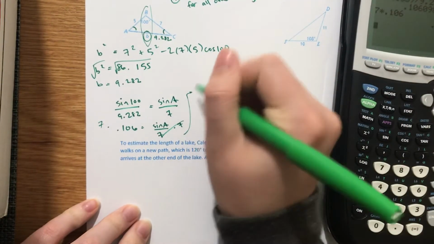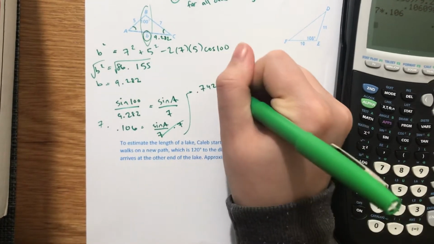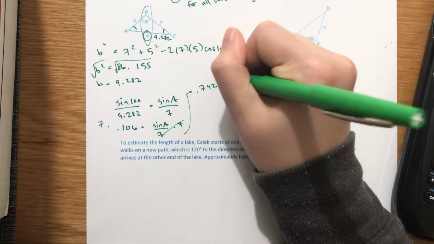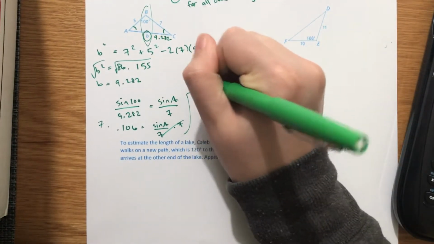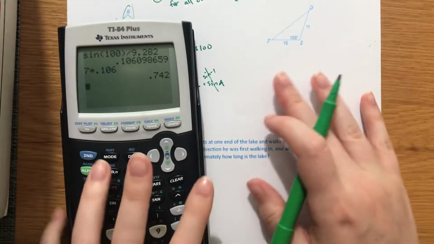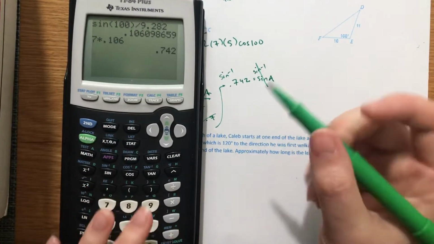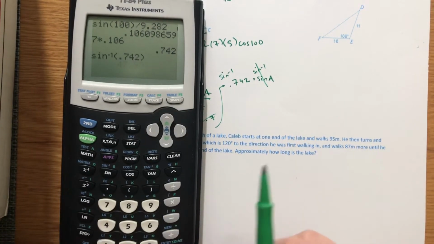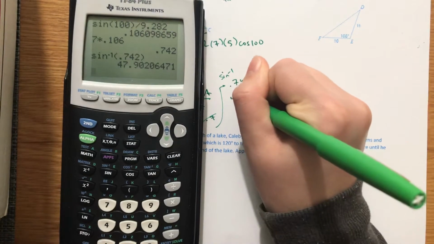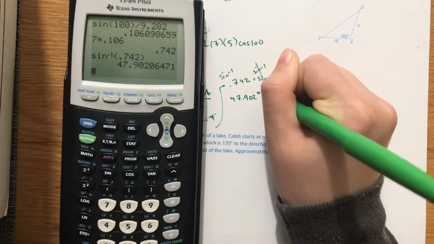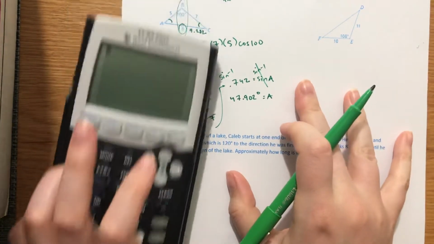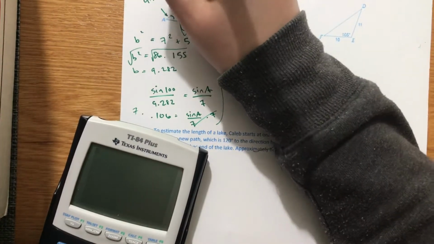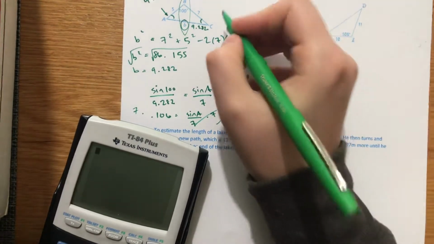So I'm going to come up here. 0.742 equals sine A. To get rid of sine, remember you don't divide by sine. The opposite of sine is sine inverse. So take the sine inverse of both sides. Like I said, it's easier on Desmos Scientific, but the sine inverse of 0.742 is 47.902 degrees. That is angle A. So angle A here is 47.902 degrees.